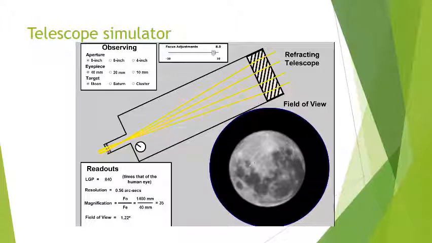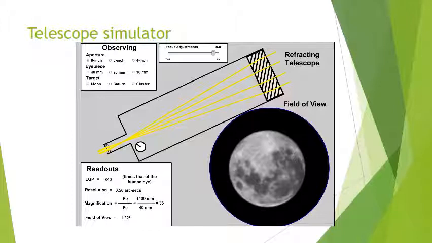So notice we're looking at the moon, and we're using an 8-inch telescope with an eyepiece that's 40 millimeters focal length. There's several different things we see here. The light gathering power of this telescope is 840 times that of the human eye. So this is a big scope, and it can gather a lot more light than the human eye can. Its resolving power, the resolution here, is 0.5 arc seconds. And the magnification is 35.